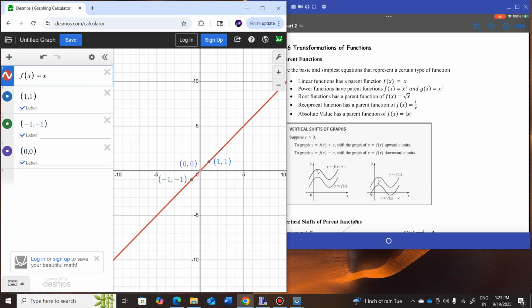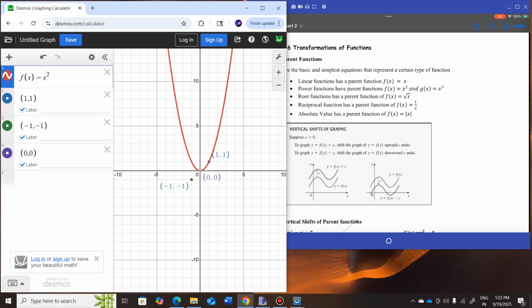The next one is the power functions. There's two of the basic ones, x squared, y equals x squared. Okay, we can see negative 1 is not on the graph. The point that is on the graph is negative 1, 1. So that's another common point, right? It's either negative 1, 1 or negative 1, negative 1, depending on the type of graph, right? And so this also goes through 0, 0 and 1, 1, and we can see it has that U-shaped curve to it.